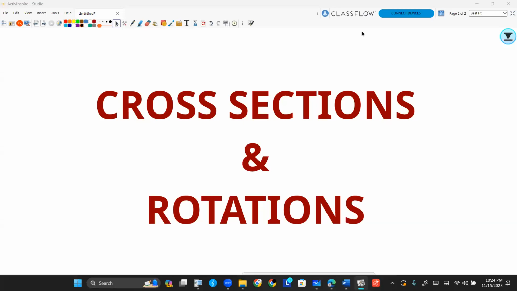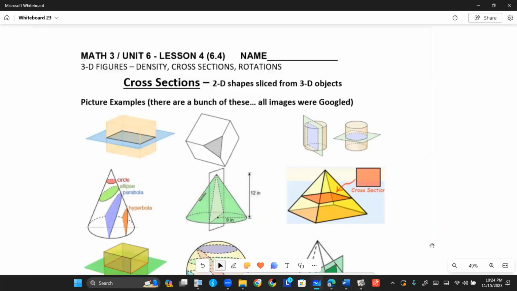In this video, we're going to be talking about doing cross-sections of three-dimensional objects and rotating two-dimensional objects to form three-dimensional objects and calculate certain things like volumes and different dimensions in those objects. Let's get started. First thing we'll talk about is a cross-section. A cross-section in any three-dimensional object is the two-dimensional shape that you get when you slice it.